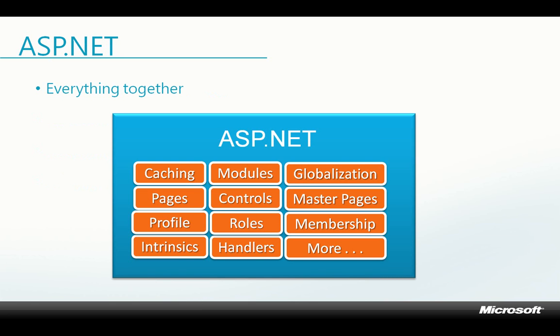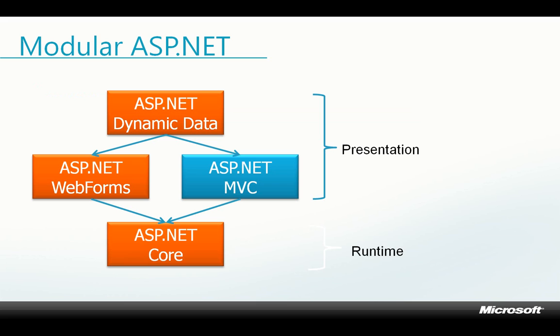ASP.NET isn't a single technology. It's a bunch of tools and technologies, things to handle both the presentation and the runtime for applications. It's everything you need in one package. But since .NET 3.5 SP1, ASP.NET has become more modular. ASP.NET Core is the runtime aspect of ASP.NET, and it can operate independently of any particular presentation technology.